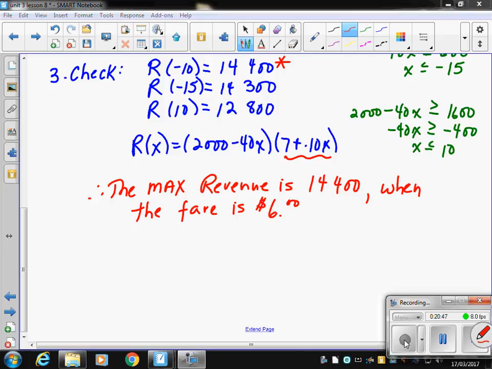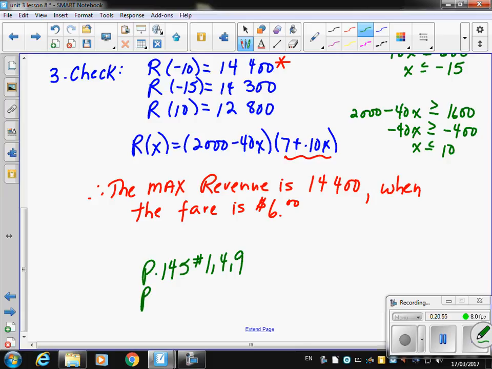Try some. Page 145. 149 is kind of the geometry. Page 151 would be a few of these maximizing revenue type questions. Anyway, see you tomorrow. Some solutions are clipped to the board, by the way.